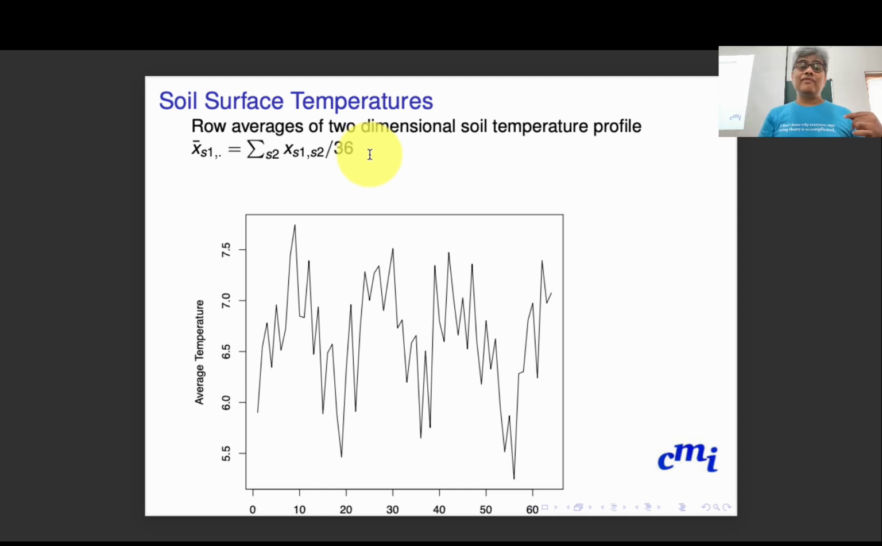So obviously you can have 36 such time series. This is one such time series.